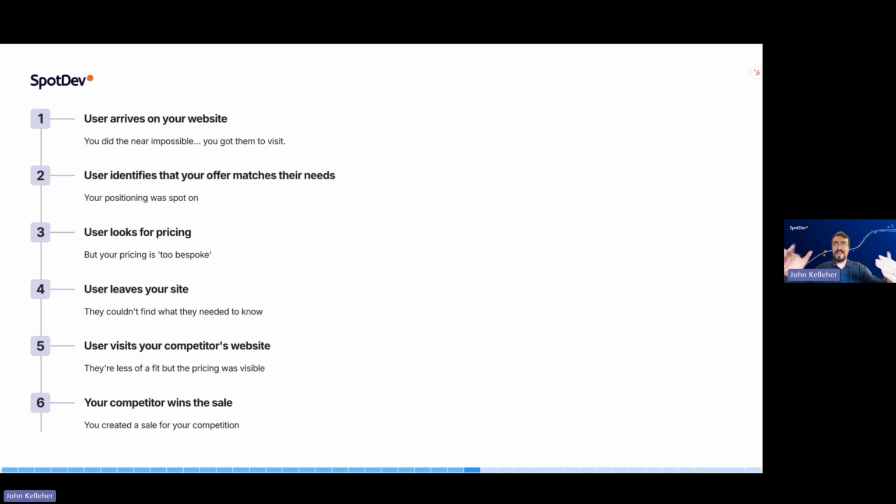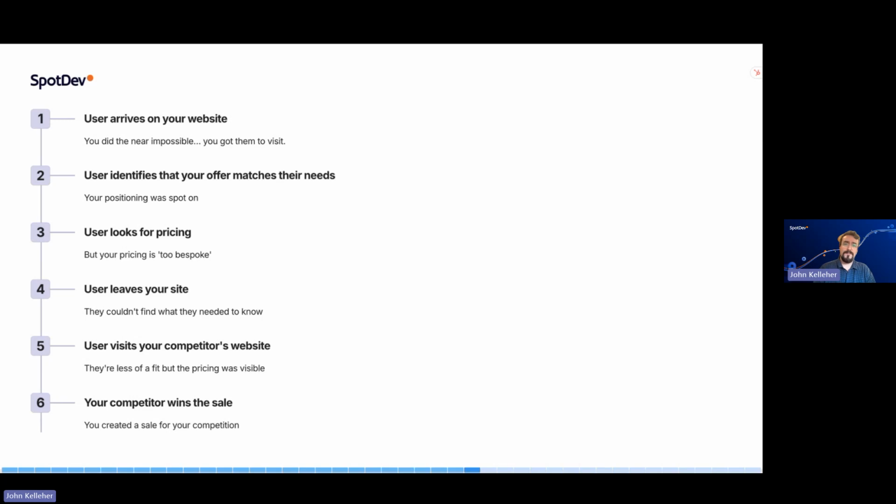Then the user identifies that the offer you've got matches their needs because your positioning was so good. Brilliant news. And then they think, oh, you know what? I would like to go and find the pricing for this offer. Let's see if this is a good fit for me. But your pricing is too bespoke, or too sophisticated, or too complex, or you're worried about your competitors seeing it, etc. So the user can't find it. So they leave your site because they couldn't find out what they needed to know.